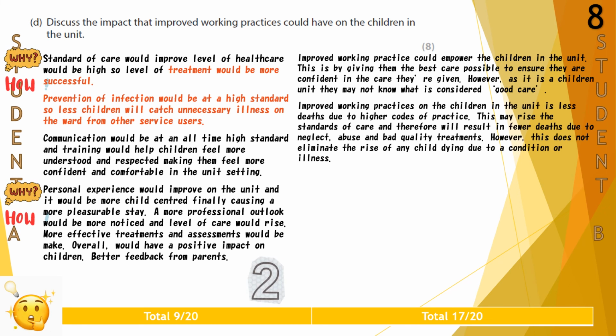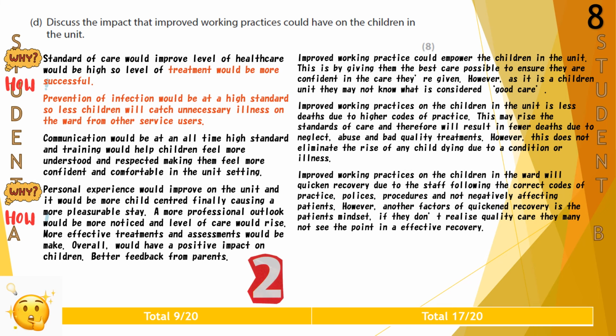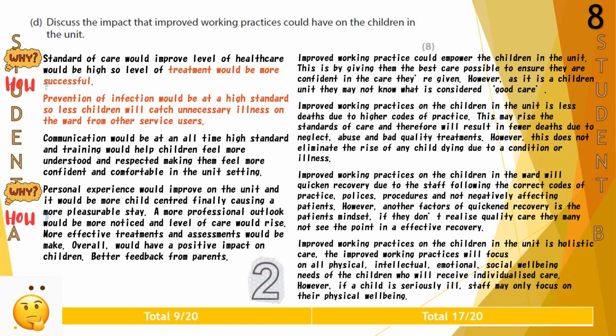Student B, they talk about empowerment of children, given the best care. However, children may not know what is good care. Improved practices resulting in less illness, less death. Again, that doesn't remove any risk of children dying. Improved practices following the codes could help speed up recovery. And then lastly, improved practice makes the whole unit more holistic. And again, they talk about PIES. And again, was given 7.